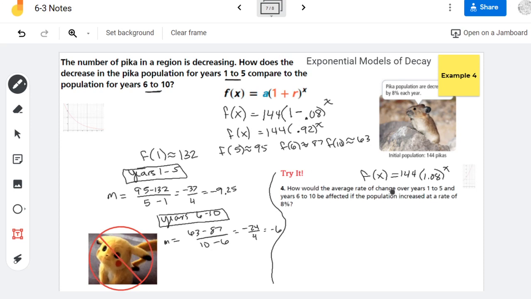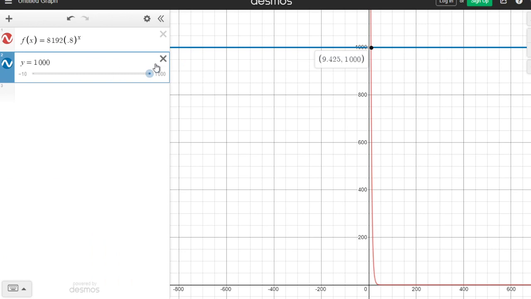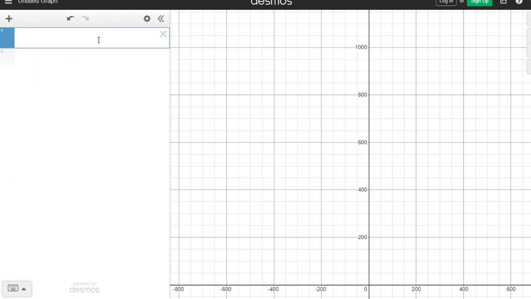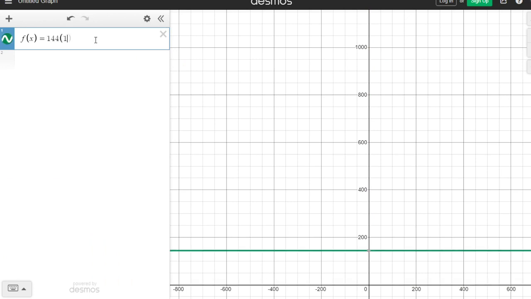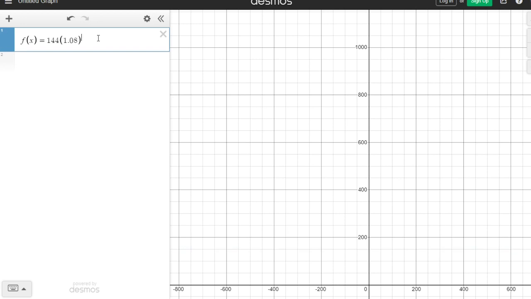Okay, so let's go ahead and do those calculations. We want f of 1, f of 5, f of 6, and f of 10. These will all be approximations because it's exponential, so they're probably not whole numbers. I'm going to show you guys a quick way to get those numbers. So clear out my stuff from the other examples. We have 144 times 1.08 to the x. So there's our equation.